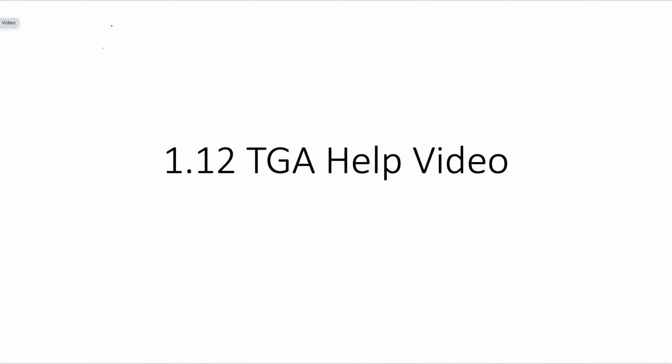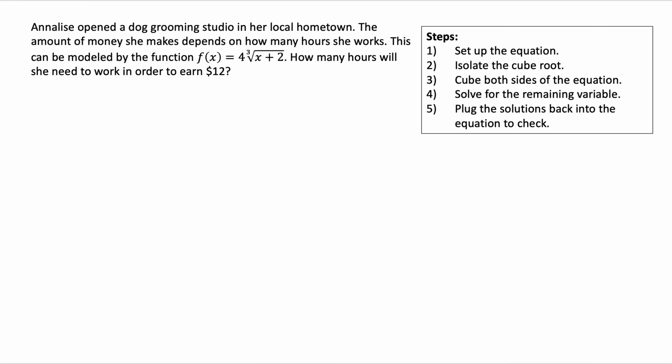Problems that are similar to what's in the 1.12 TGA. So in this problem, it says that Annalise opened a dog grooming studio in her local hometown. The amount of money she makes depends on how many hours she works. This can be modeled by the function f of x equals 4 times the cube root of x plus 2. How many hours will she need to work in order to earn $12?